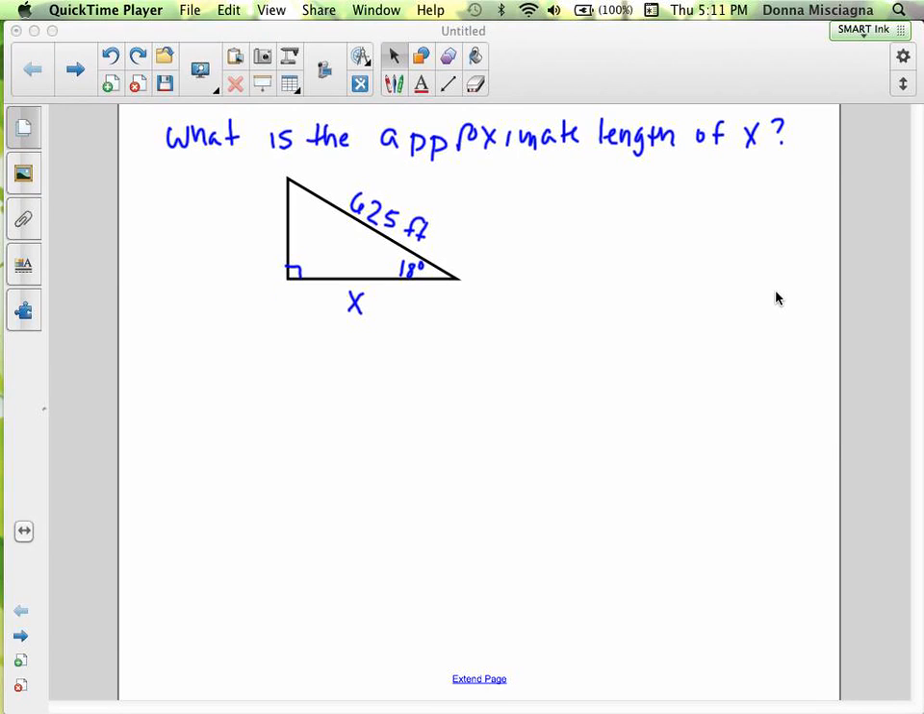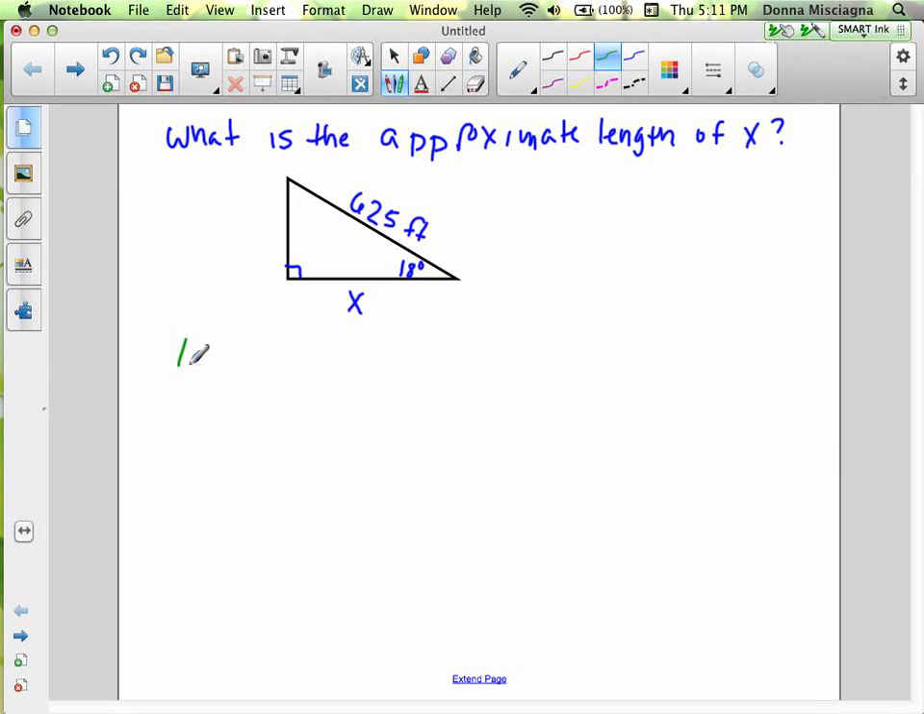Always the first thing you want to do, your very first step. And by the way, feel free to take notes if you like. These are similar to problems on the formative, not exactly the same, maybe not the same trig ratio, certainly not the same numbers, but very similar.